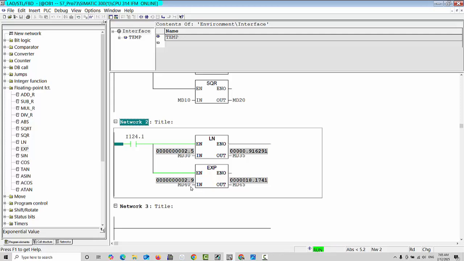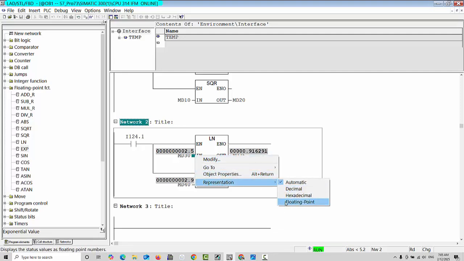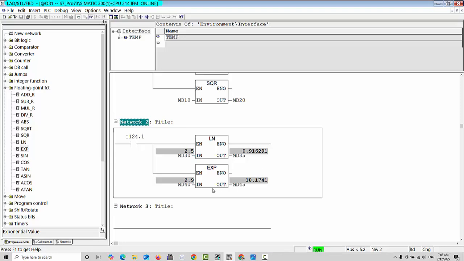And in the exponential command, this is the exponential of 2.9, how much? 18.1741. So basically this is totally the opposite of the logarithm. Also, if you would like to see these values, you can see them in floating point. This is the best method because logarithm values are read in floating point, and here you can see the 2.9.